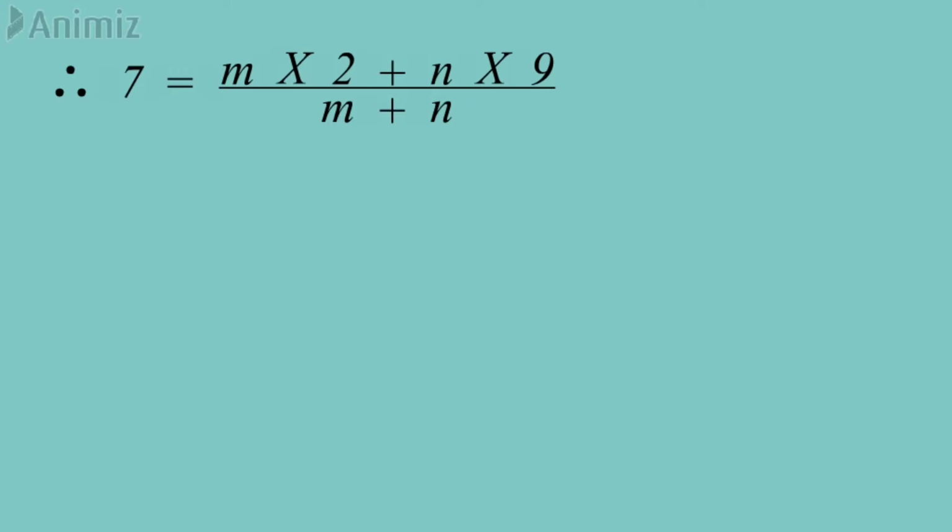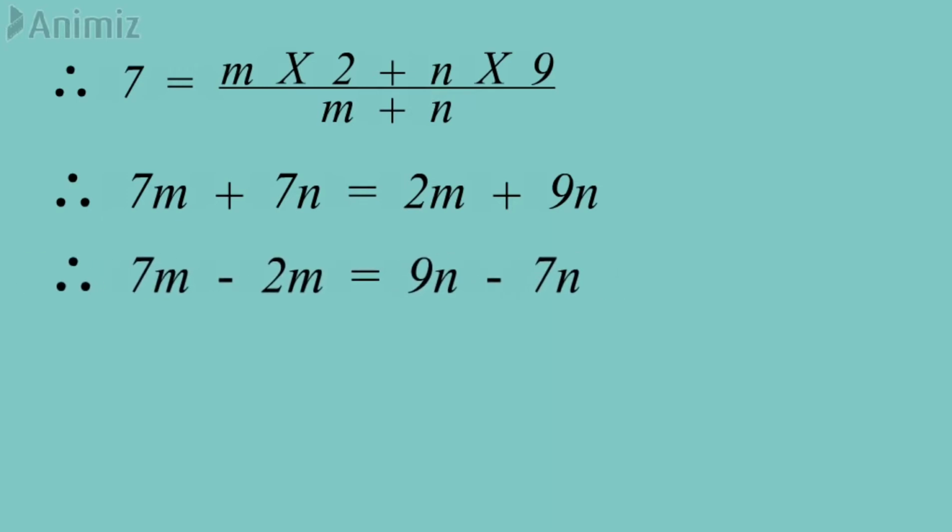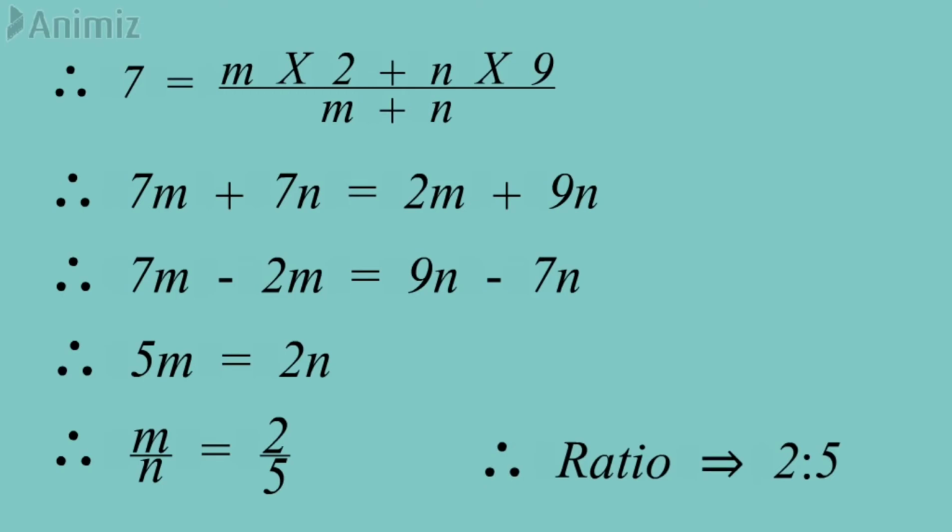Now, you know what you have to do. M plus n you have to multiply with 7. When you multiply, you will get 7m plus 7n equal to 2m plus 9n. Now transfer m towards the left hand side and n towards the right hand side. So you'll get 7m minus 2m on the left hand side, right hand side 9n minus 7n. Now when you simplify, you will get 5m equal to 2n. Now transfer n towards the left hand side and 5 towards the right hand side. So your m by n will be 2 upon 5. So your ratio m is to n will be 2 is to 5.